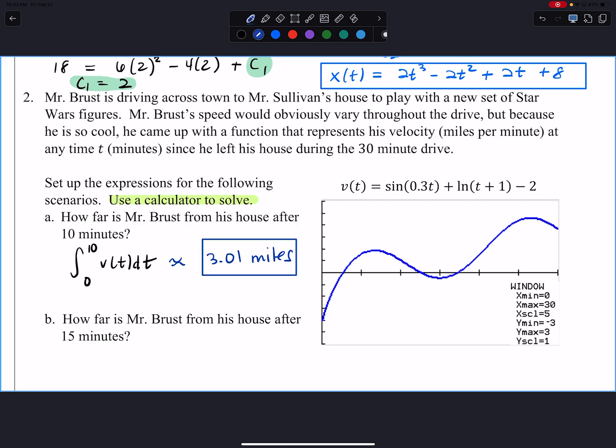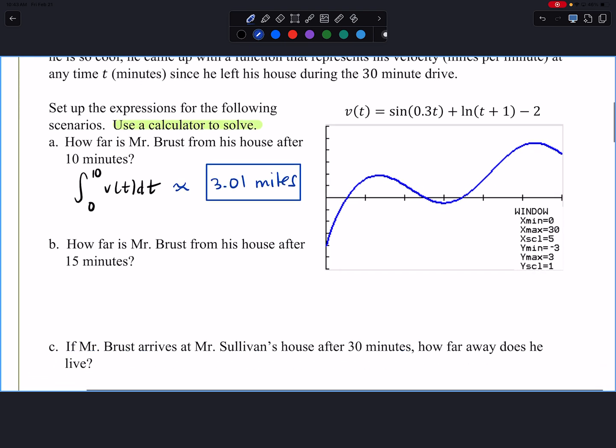It's not asking us to justify or explain, so we can just tell them their answer. Now, this is why that shortcut's really nice. It says now, how far is he from his house after 15 minutes? So what's the only thing that's going to change about our equation? What'd you say? Change the 10 to a 15. Okay, so watch this.